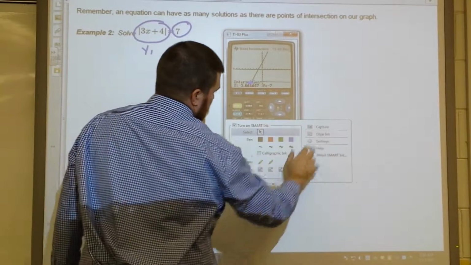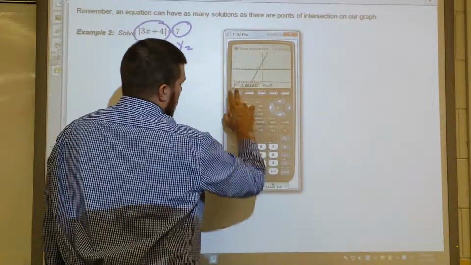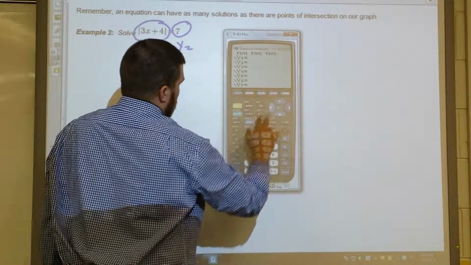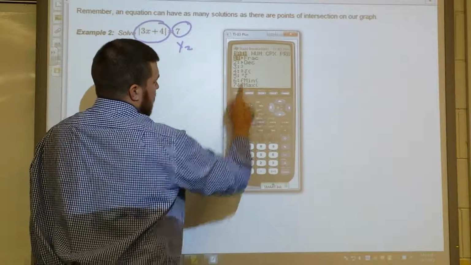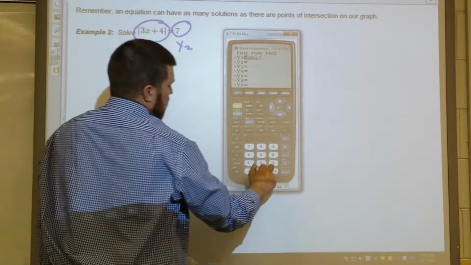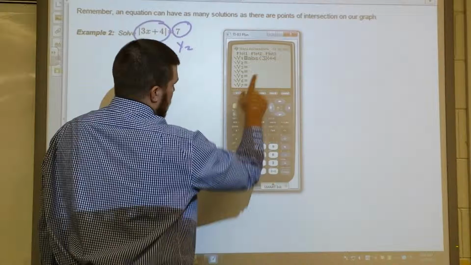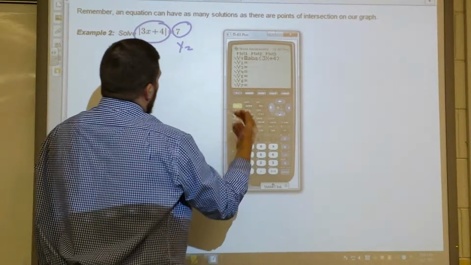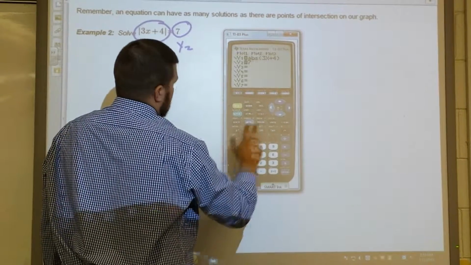I'm going to clear out my ink and go to y equals. Now, absolute value, to get there you just hit math, go to the number menu, and the very first option is ABS for absolute value. So 3x plus 4, be sure you close those parentheses. And then in y2, I'll put my positive 7.